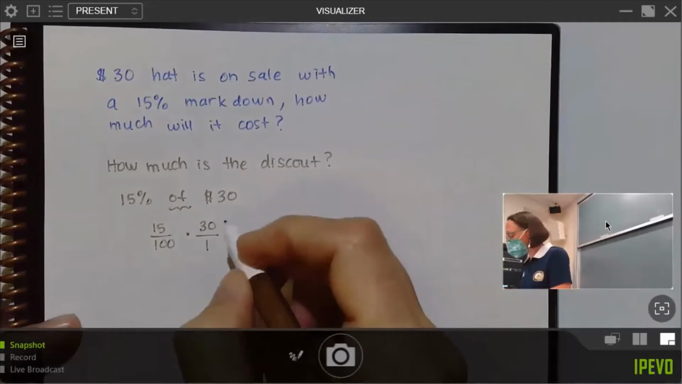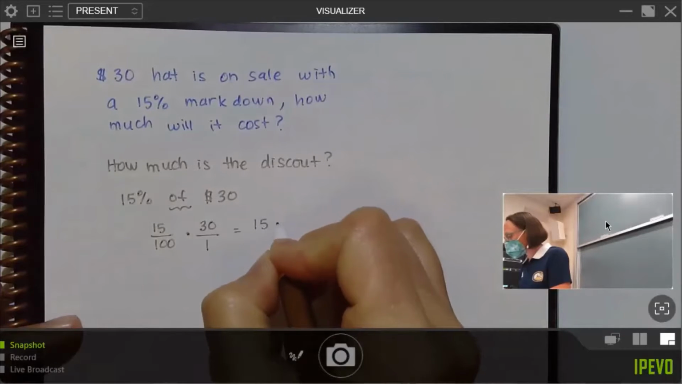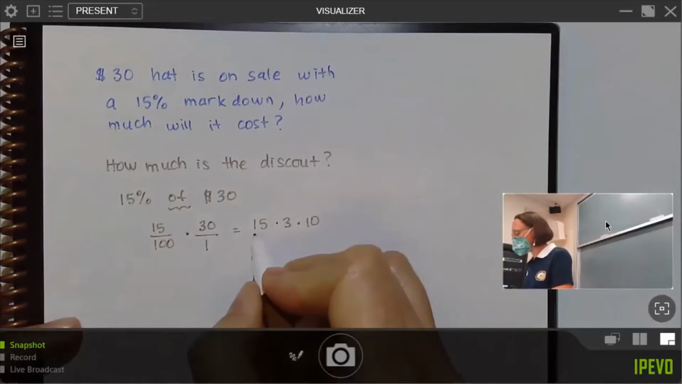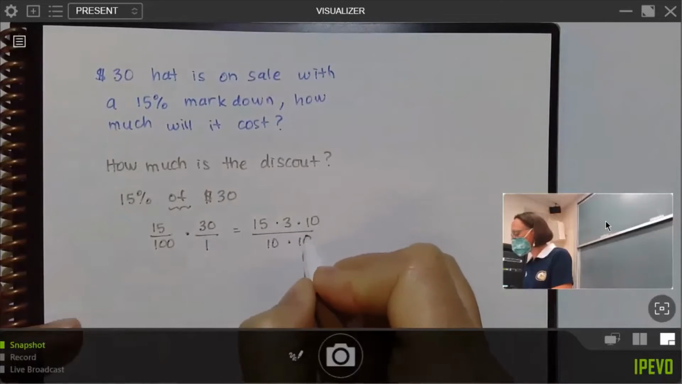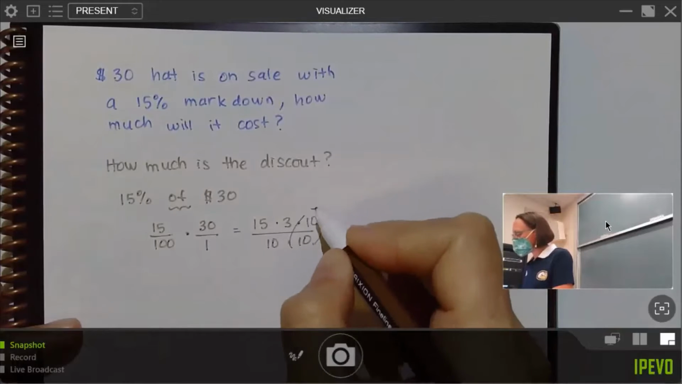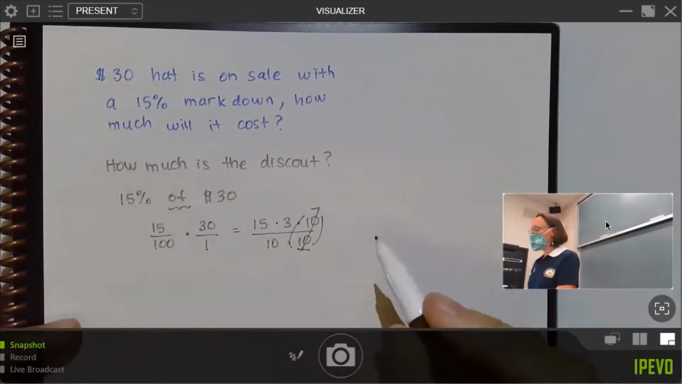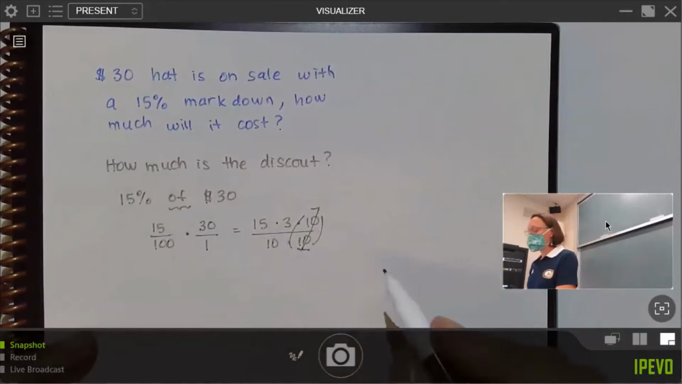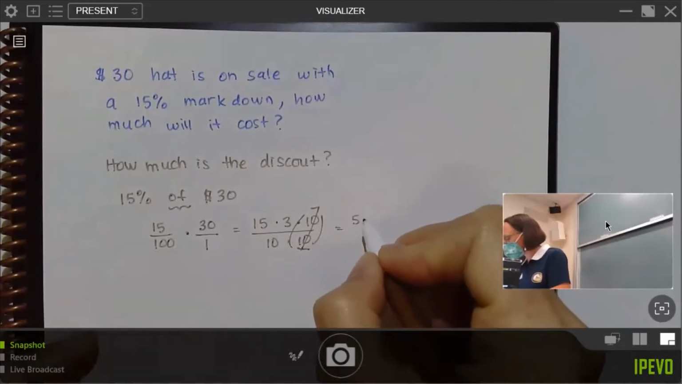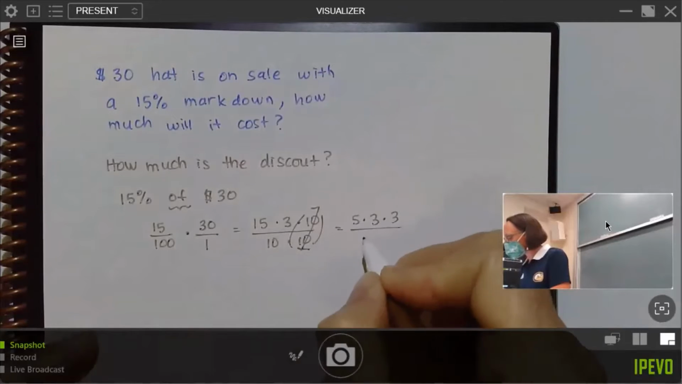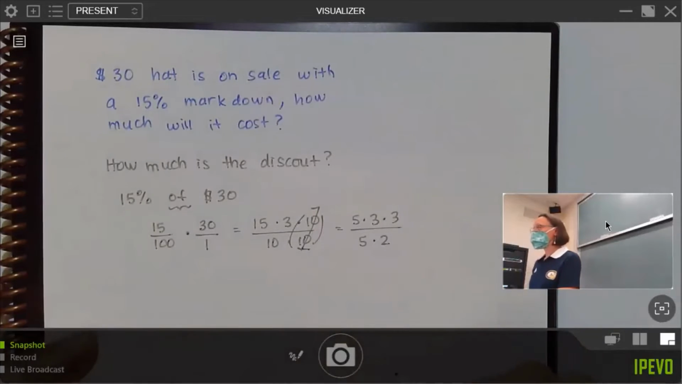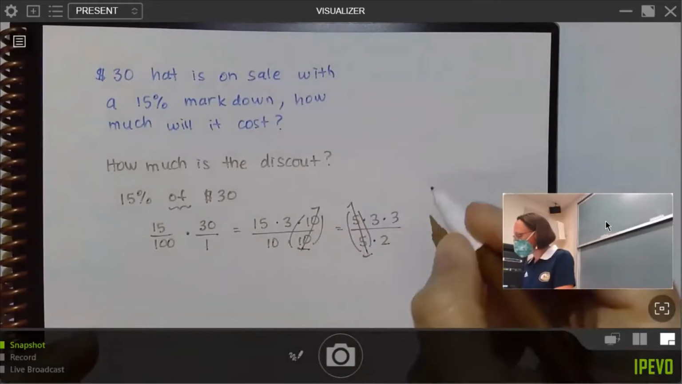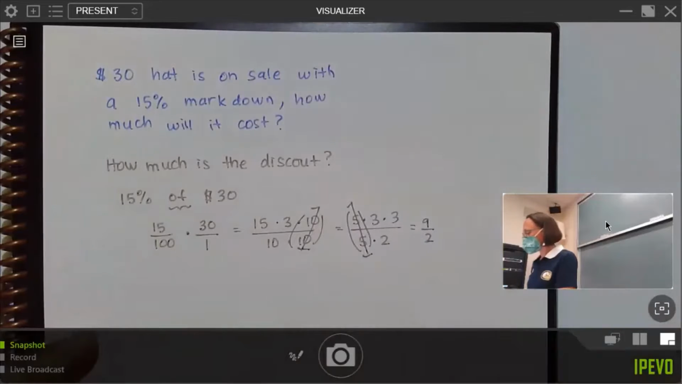So I'm going to look at that as 15 times 3 times 10, taking that 30 and thinking about it as 3 times 10, and the bottom is 10 times 10. So that I've got a 1 over here. And then the 15 and the 10 can both be broken down as 5 times 3 for that 15 and 5 times 2 for the 10. Now my 5s cancel to 1 and I've got 9 over 2.